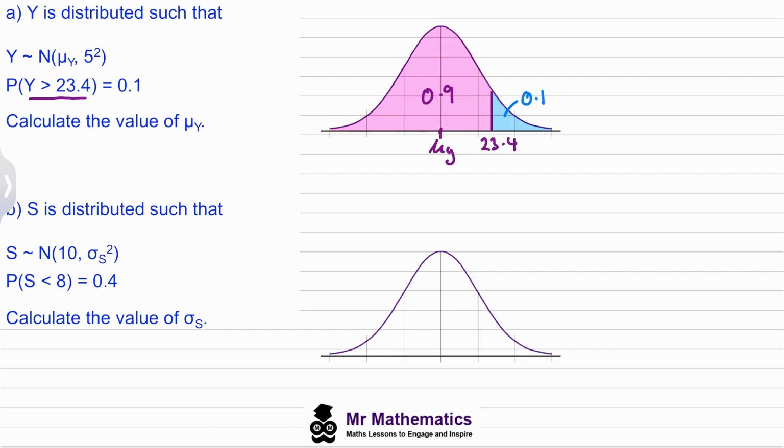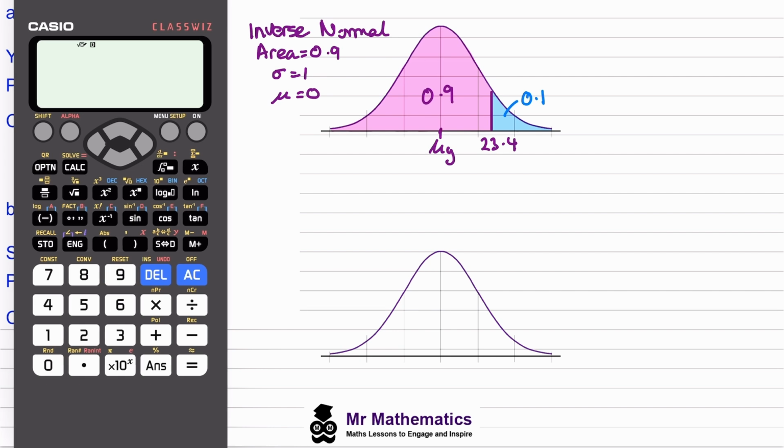So now we can use the standard normal distribution to work out the z value at this point, given this area of 0.9. So using the inverse normal, we know the area is 0.9. We know sigma for the standardized normal distribution is 1, and we know mu is equal to 0. And we can use this on a calculator.